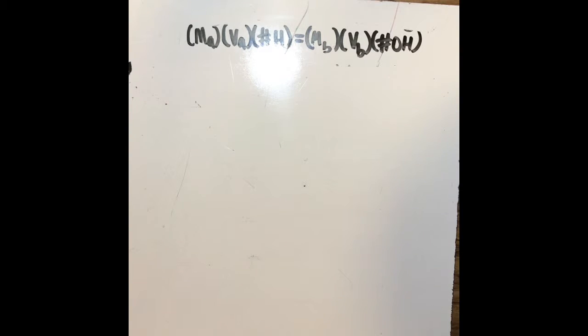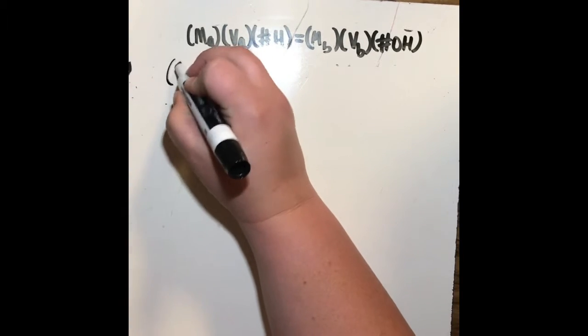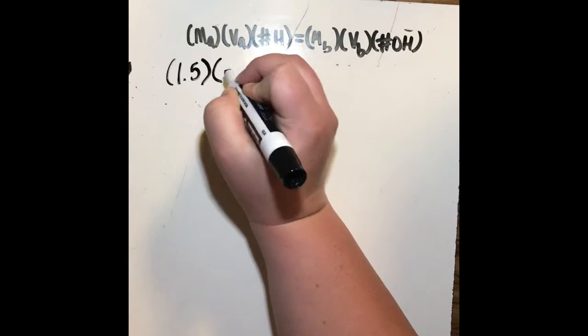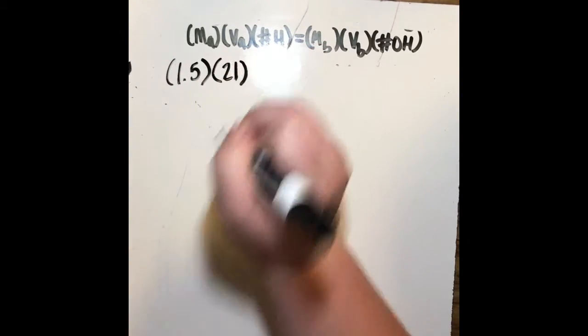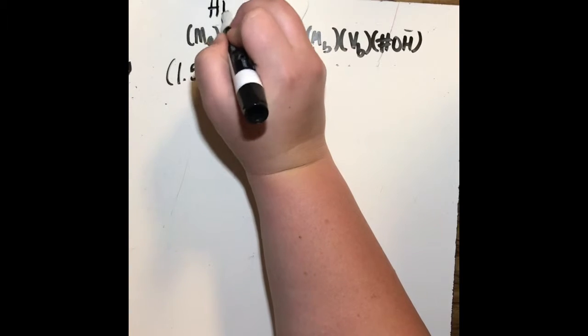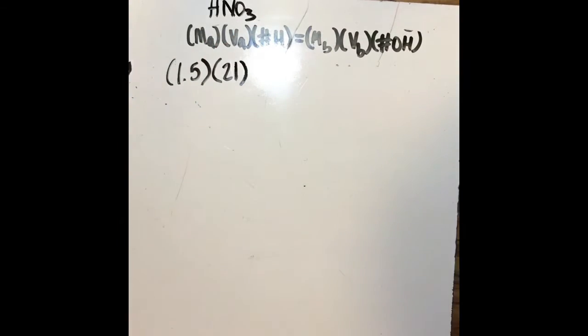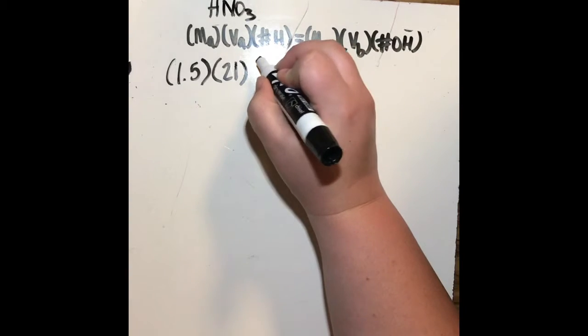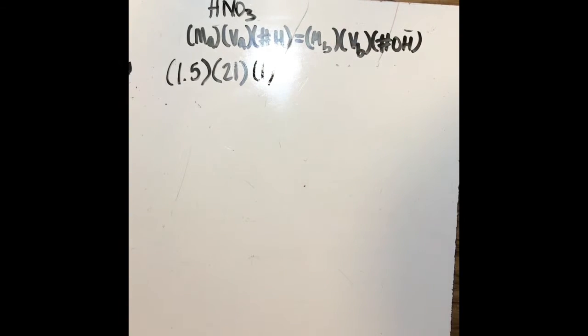All right. It says 21 milliliters of 1.5 molarity HNO3. So all of that is talking about my acid. I have 21 milliliters of 1.5 molarity. How many hydrogens are there? Miss Piskor, there's 1. Oh man, y'all are so smart. Okay, so you figured out that there's 1.